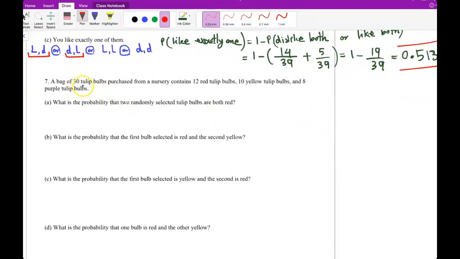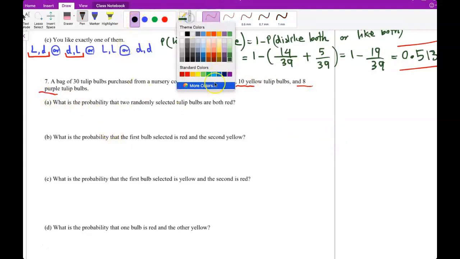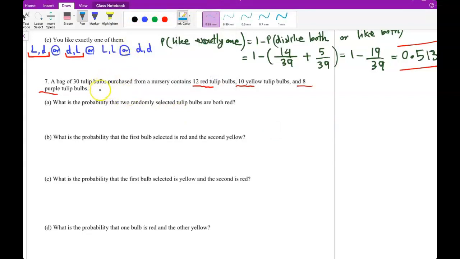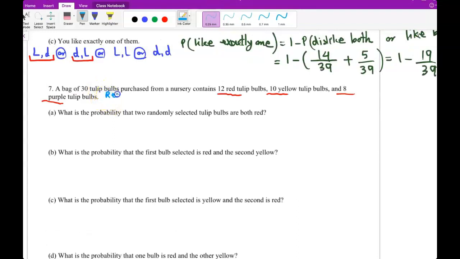Now number 7, a bag of 30 bulbs purchased from a nursery contains 12 red, 10 yellow, 8 purple. So we have red 12, yellow is 10, and purple is 8. So we have these. Now part A, what is the probability that two randomly selected bulbs are both red?